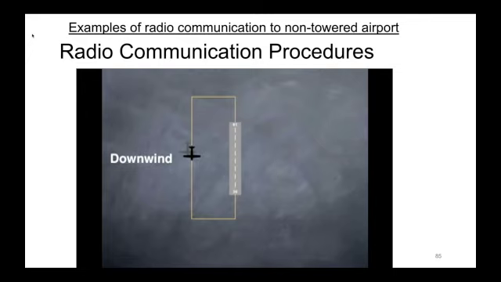Typically, we fly the downwind out until we're 45 degrees away from our touchdown point. At that point, we turn base, in this case, left base.